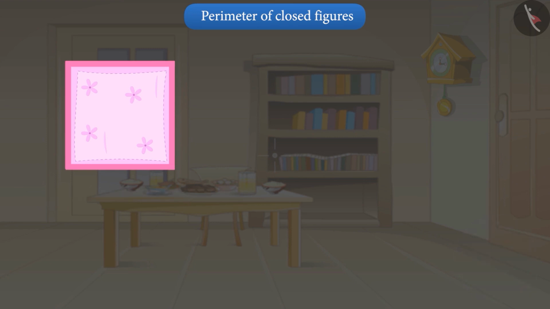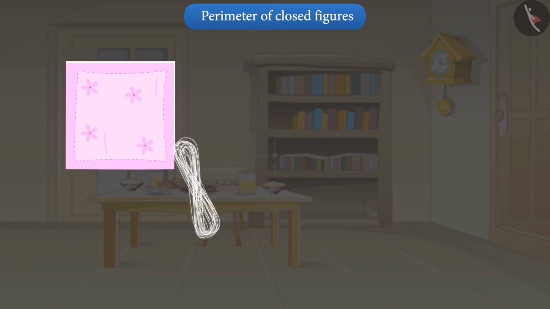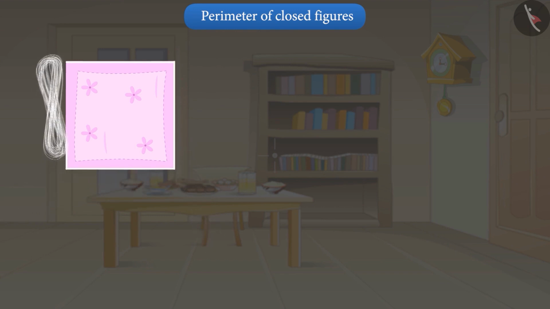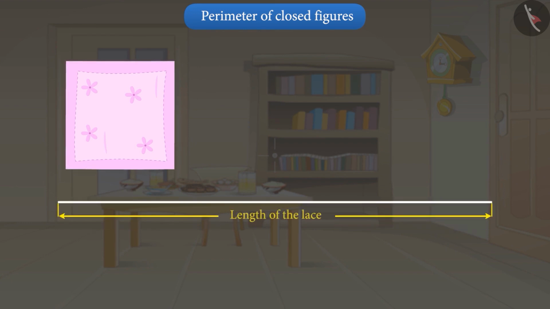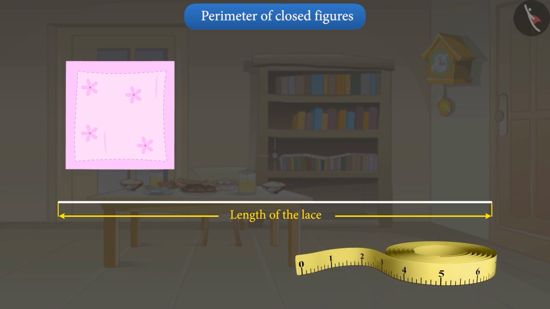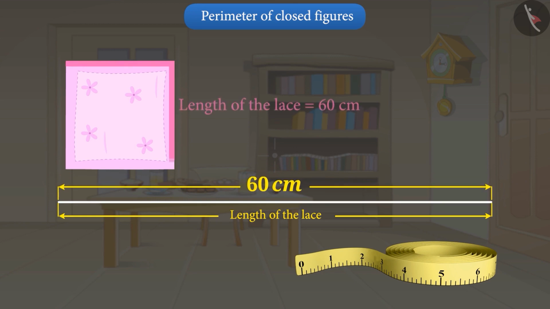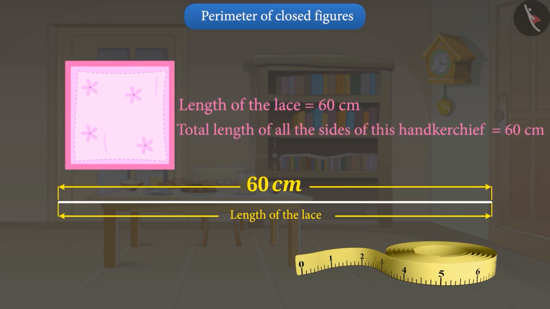Let me tell you. One way is to take a thread, attach it to one corner of the handkerchief, and then place the thread along the sides and then come back to the same corner from where we had started. Now she can say that the length of the lace needed is equal to the length of this thread. With the help of a ruler or a tape, she can find the length of this thread in meters and centimeters. In this way, here she can say that she requires a lace of length 60 centimeters. We can say that the total length of all the sides of this handkerchief is 60 centimeters.